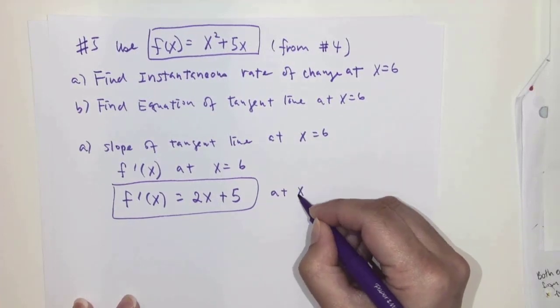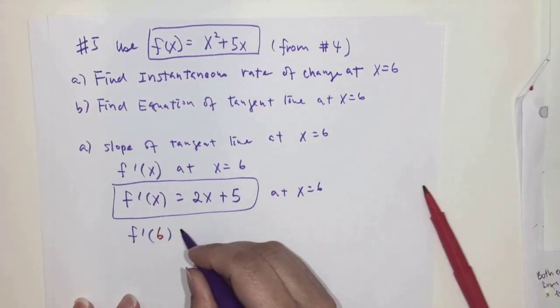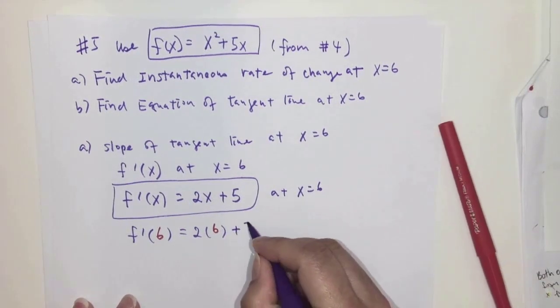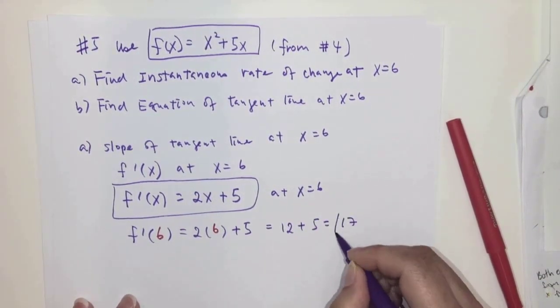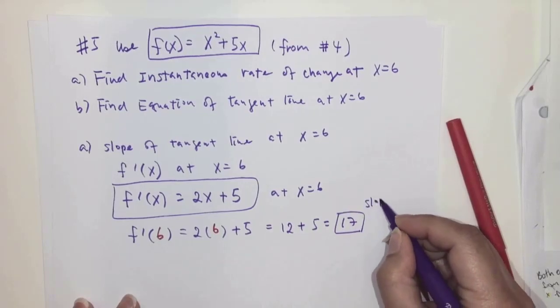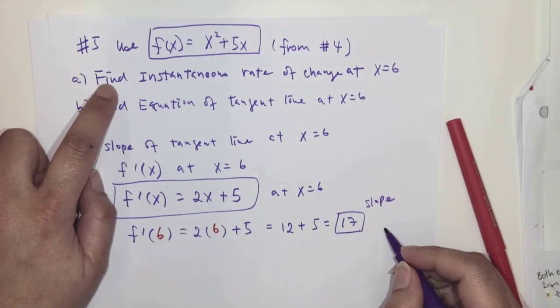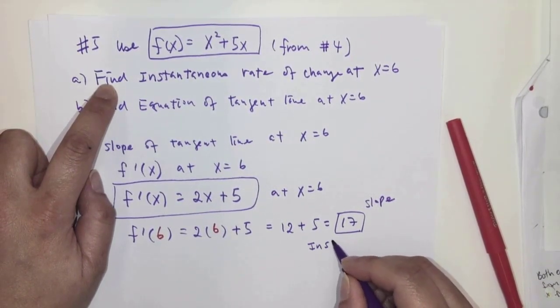I want to know at x equal to 6. So I just need to plug in 6 for the x values. So this would be 2 times 6 plus 5, which is 12 plus 5 equal to 17. So 17 is the slope of the tangent line at x equal to 6, right? This is also the instantaneous rate of change at x equal to 6.